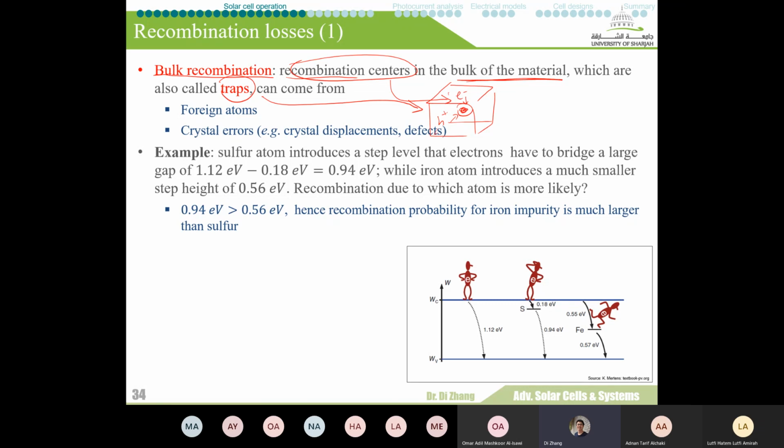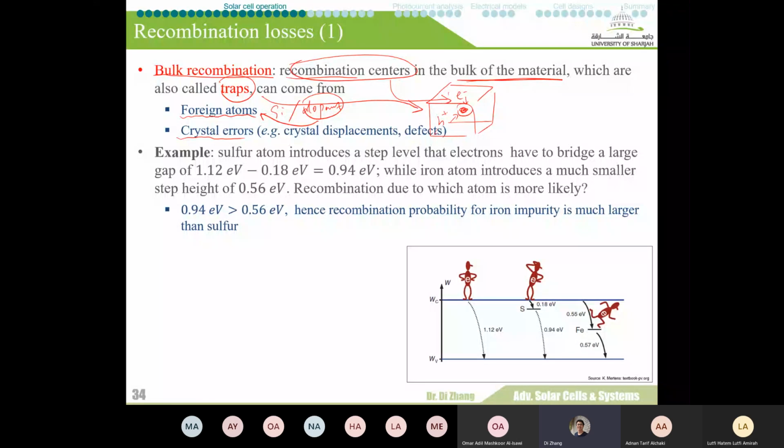Okay, so where do these recombination centers come from? Typically they can come from, first of all, foreign atoms. If most of the material is silicon, then a very typical occurrence is the dopant. The dopant itself can be considered a foreign atom because it introduces a different crystal structure into the silicon lattice. And around this dopant, it's very easy to lose electrons or holes due to recombination. Another type of trap or recombination center comes from the so-called crystal errors.